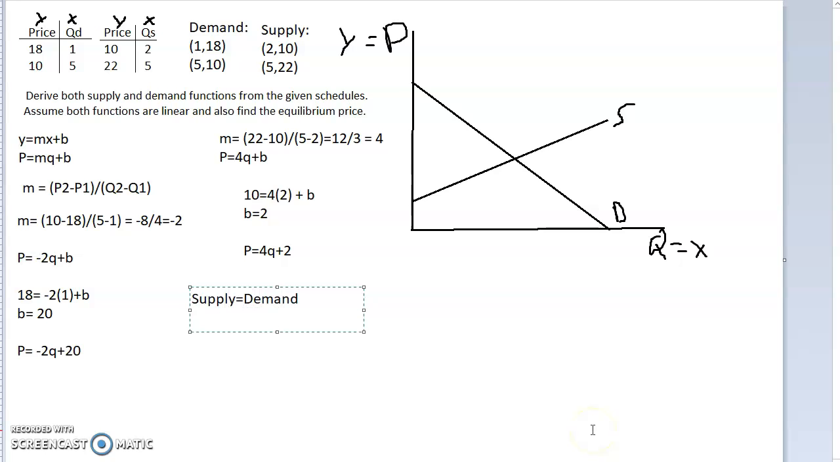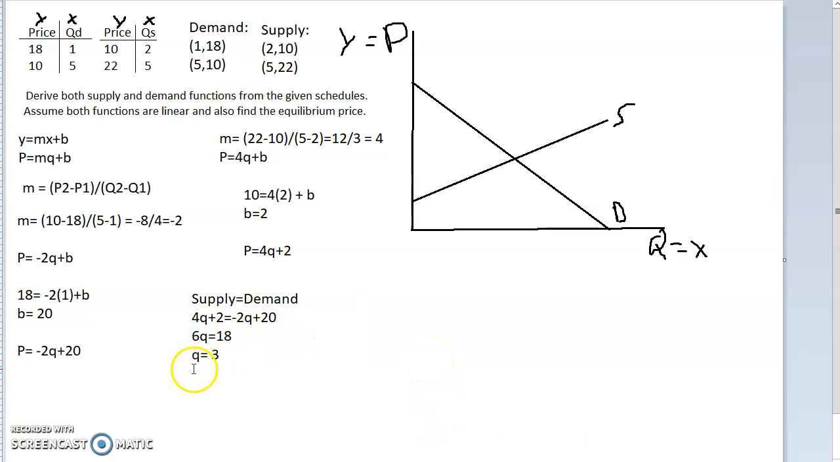Okay, so now I've got both of those, and I'm just going to set supply equal to demand function. So this is 4Q plus 2 equals negative 2Q plus 20. And I just solve here, so I got 6Q equals 18, Q equals 3. Okay, so the quantity in equilibrium is 3.